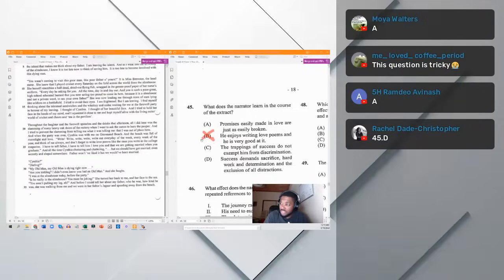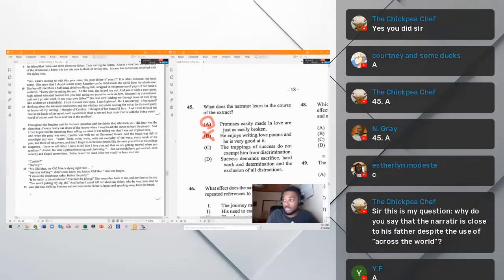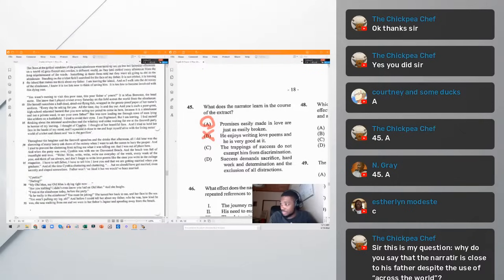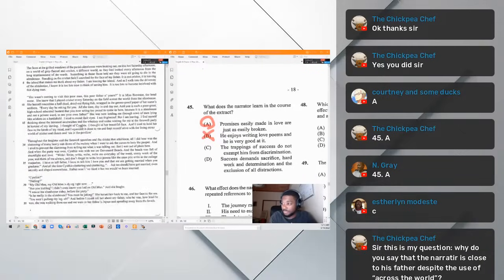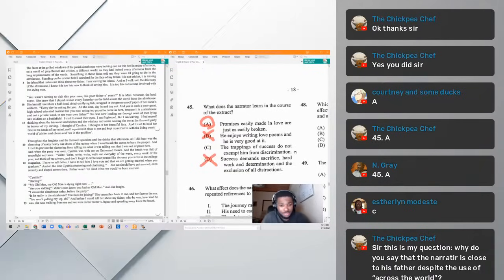Obviously, B is crazy, but is it A, C, or D? I think the narrator learns that promises easily made in love are just as easily broken. Now, this is a tricky one because this A here doesn't relate to most of the extract, but it comes in at the end of the extract. So D is kind of out. Success demands sacrifice and so on. But C, why not C? The trappings of success do not exempt him from discrimination.